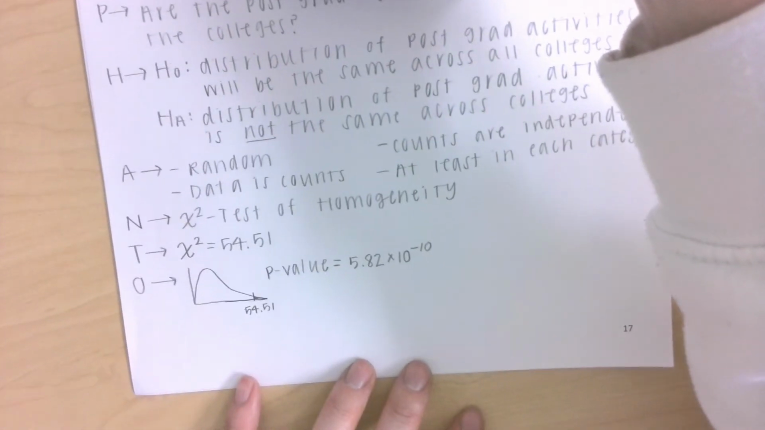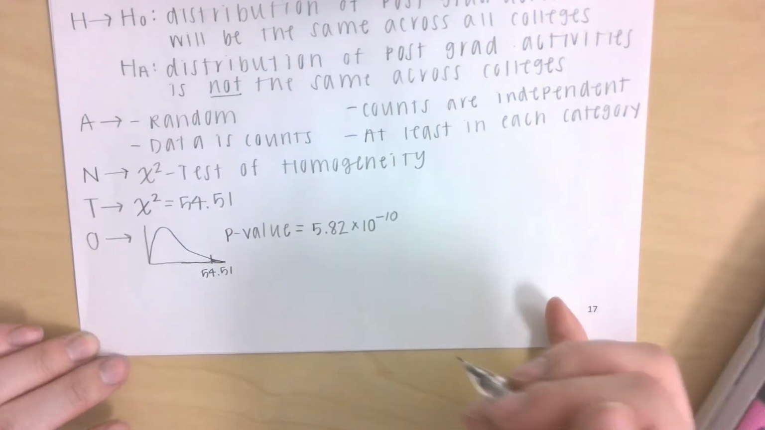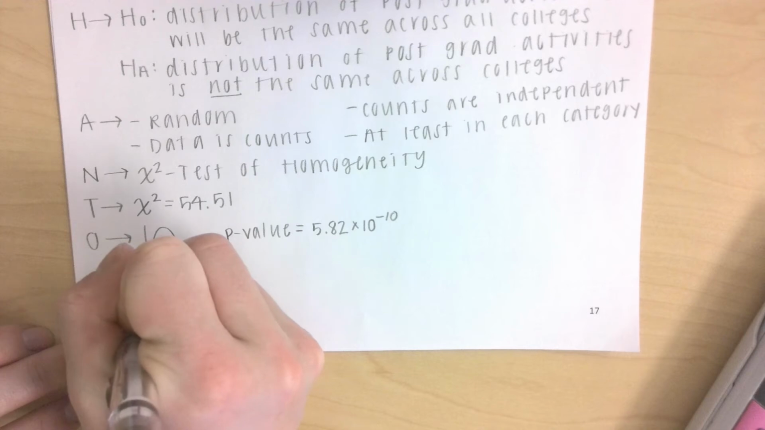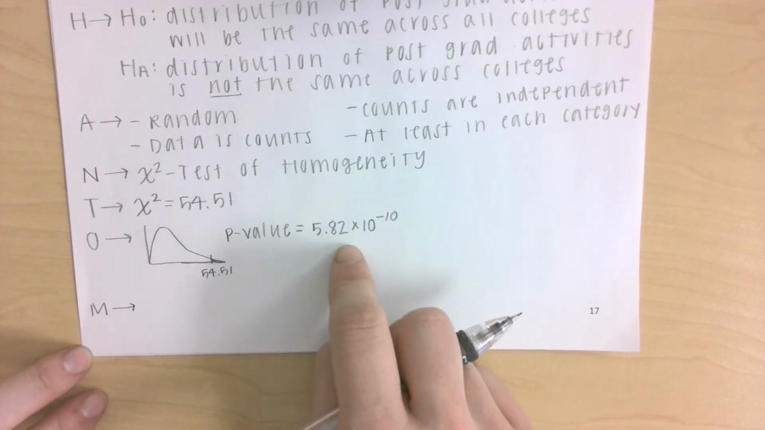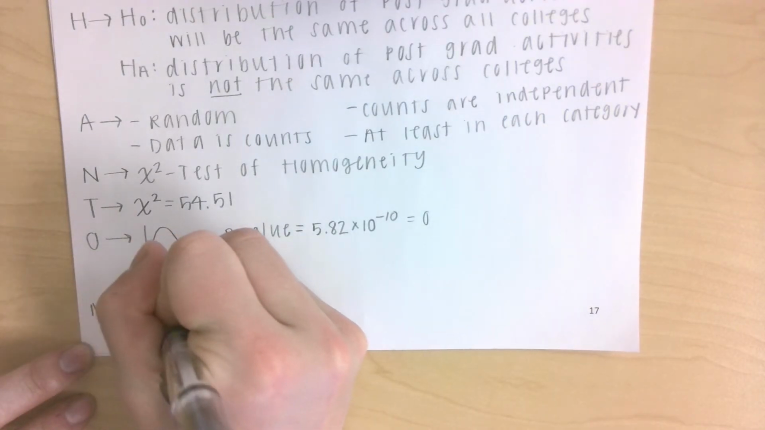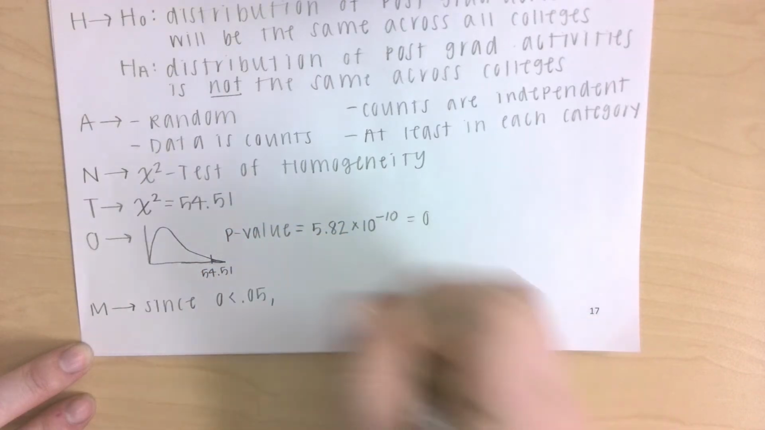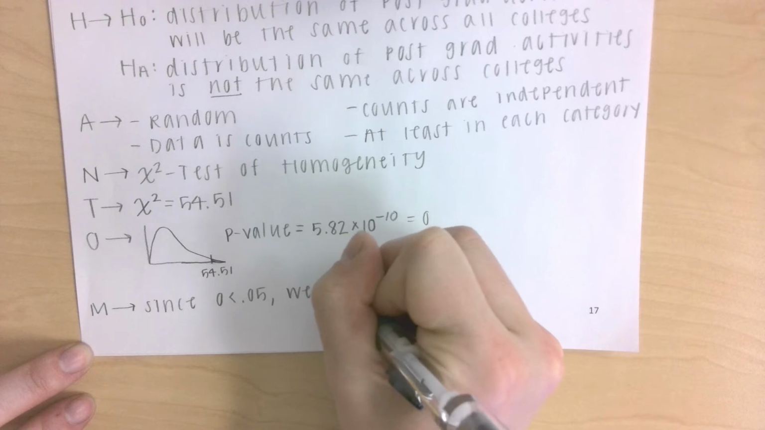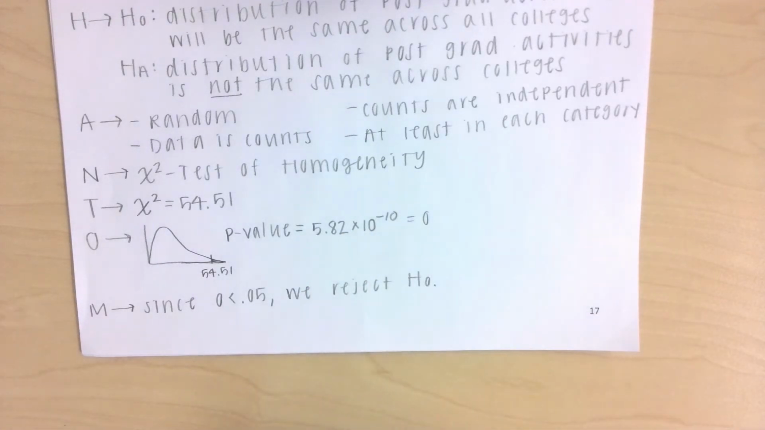Okay, we're almost done with this first hypothesis test. Once we have our p-value, the last thing that we need to do is make our conclusion and a statement. Now this p-value is essentially 0. So I'm going to say that since 0 is less than 0.05, we reject H naught. P is so small, we are rejecting that null hypothesis.